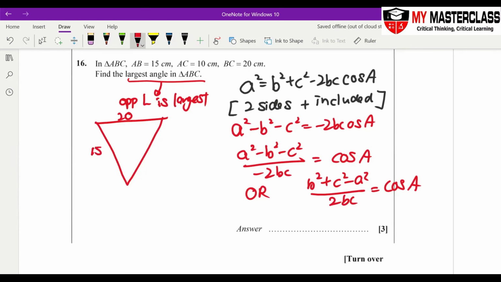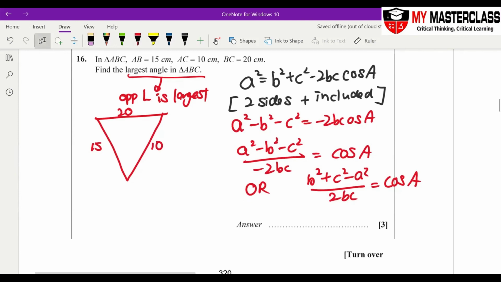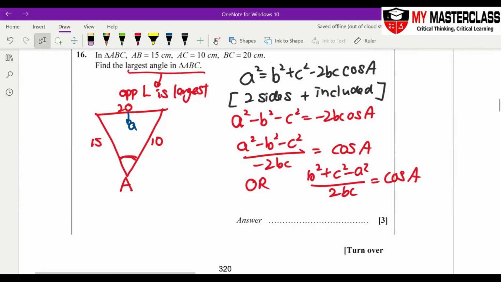Okay, 15 and 10, don't write anyhow, never mind. It's okay. But the most important part is the 20. So that means this angle is the angle that you want. This is called the big A. The length that is opposite to the big A is called the small a. In cosine rule, the small a is the most important. The B and C can switch the order, doesn't matter. But the A is the most important. You must know that the a is opposite to the angle that you have.